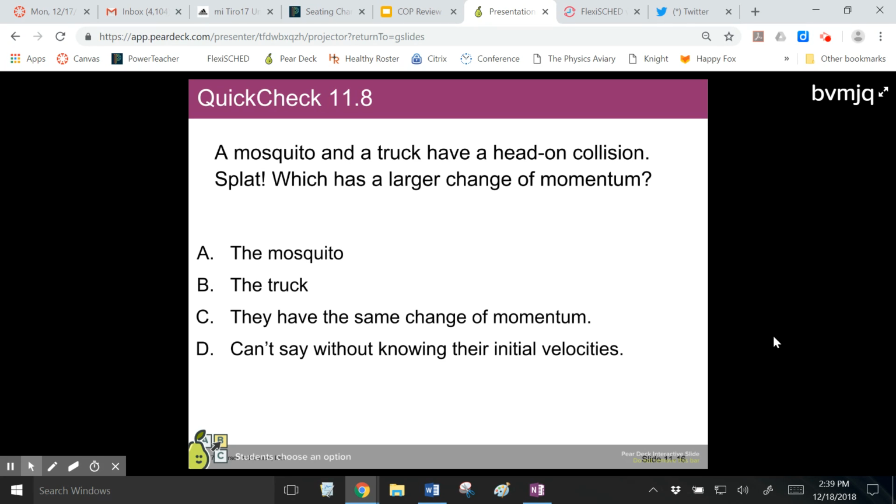Hey, guys. So what's the deal here with this one? Braden, you got a hand in the air. What are you thinking? Because we know that they have about the same force and they're a force pair, and it's over the same amount of time, so they'll have the same change in momentum. There you go. They'll have the same change in momentum. They will not have the same change in velocity. Their masses are very different, but they will have the same change in momentum. Hashtag forces come in pairs.